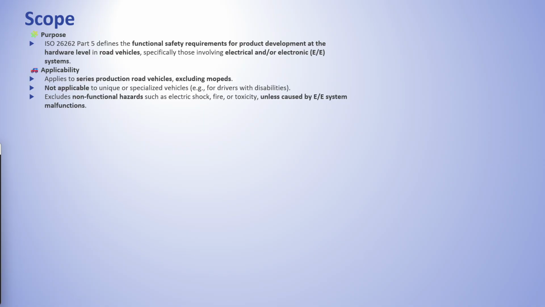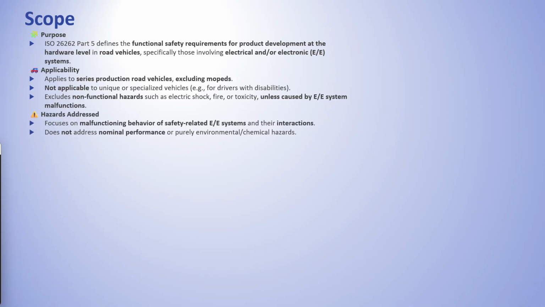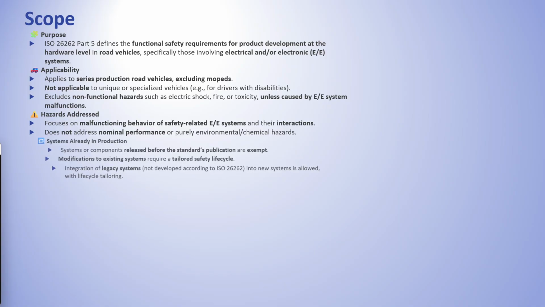Got it. So it's the EE system itself, but are there hazards it doesn't cover? I mean, it can't cover absolutely everything, right? That's a really good point. It's crucial to know the boundaries. Part 5 focuses squarely on the malfunctioning behavior of safety-related EE systems. So think about how a failure might lead to a dangerous situation, like if a brake sensor fails. That's what it covers. But it doesn't directly address things like electric shock or fire or toxicity, unless those things are actually caused by an EE system malfunction. And it's also not about nominal performance, like how fast your infotainment boots up. It's about how it must not fail dangerously, making sure a failure doesn't cause harm.